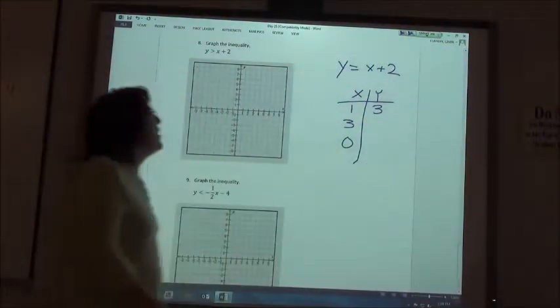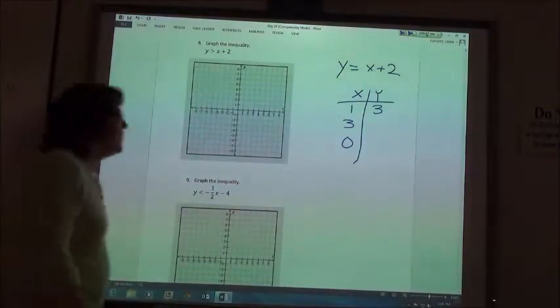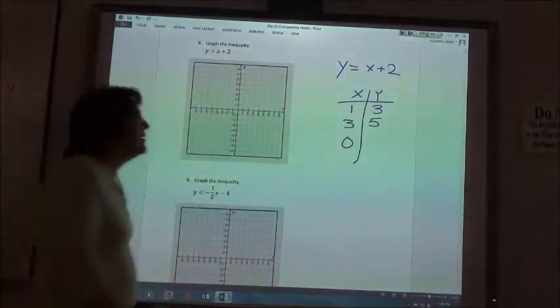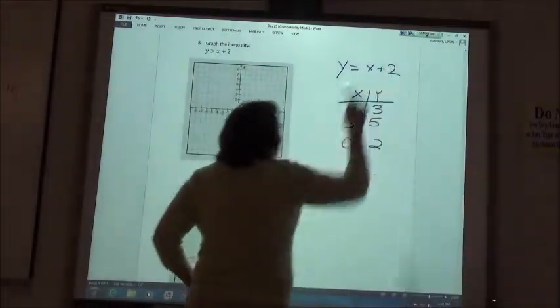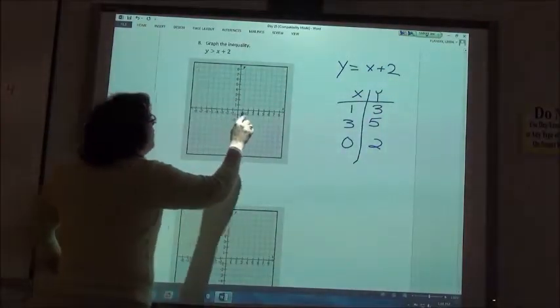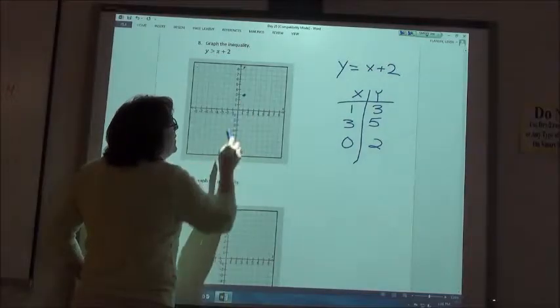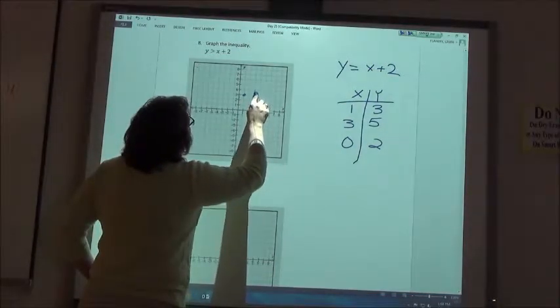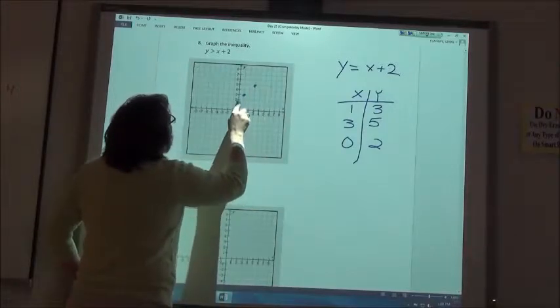If x is 3, what is y going to be? 5. 3 plus 2 is 5. If x is 0, what is y going to be? 2. That's the n number, right? So 1 over, up 3; 3 over, up 5; and 0 over, up 2.